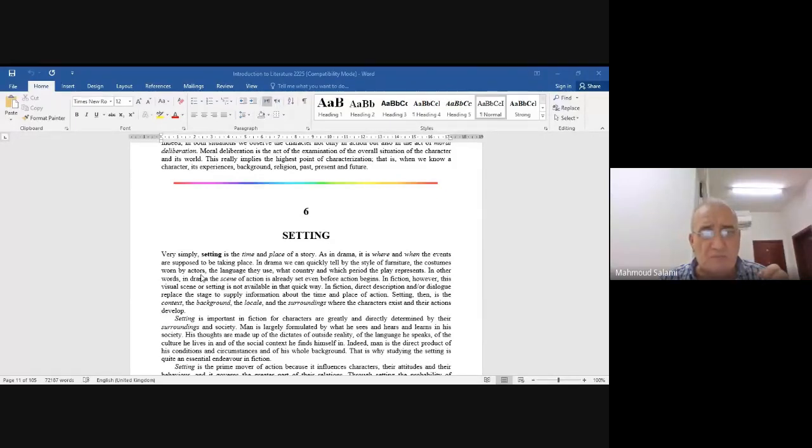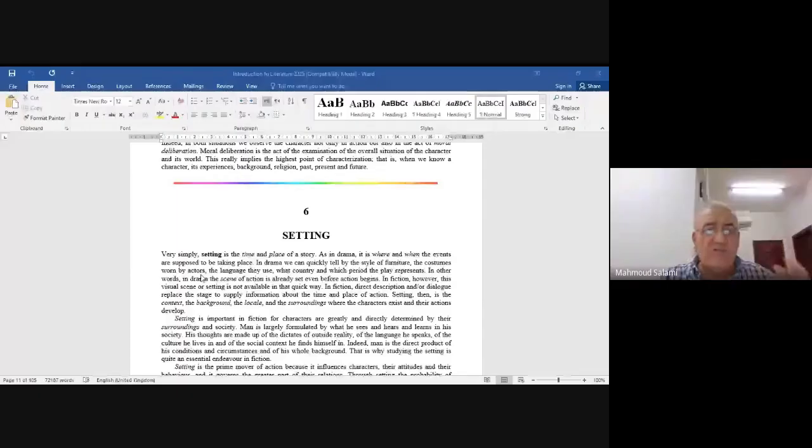In drama, we can quickly tell by the style of furniture, the costumes worn by actors, and the language they use, what country and which period the play represents. In other words, in drama we have what we call the scene. The scene of the action is already there on the stage. Everything is set on stage and you can see that.